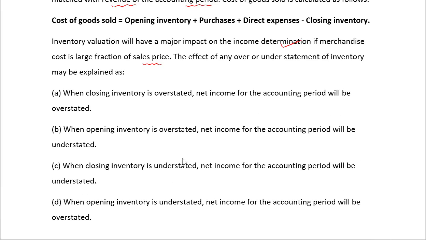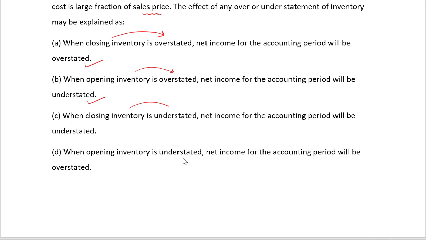Just see it over here. When closing inventory is overstated by mistake, net income of the accounting period will be overstated. When opening inventory is overstated, net income of the accounting period will be understated. When closing inventory is understated, then the income of the accounting period will be understated. And when the opening inventory is understated, the net income of the accounting period will be overstated. Just try to understand this fact well.